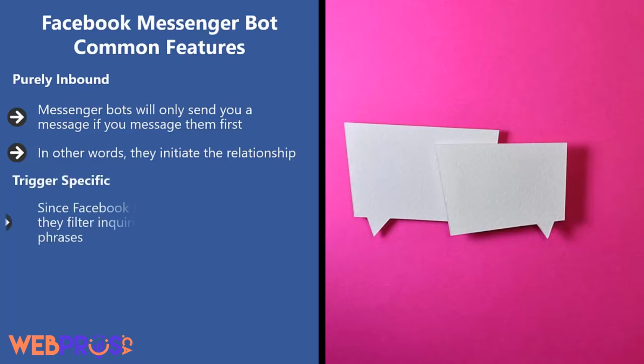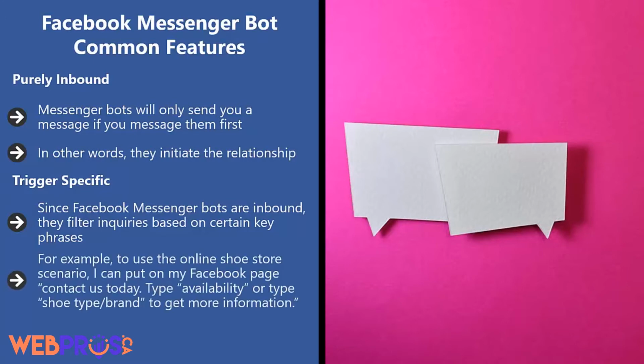Trigger specific. Since Facebook Messenger bots are inbound, they filter inquiries based on certain key phrases. In many cases, Facebook page operators would give a short menu of trigger words to potential customers engaging with their Facebook Messenger bot. For example, to use the online shoe store scenario, I can put on my Facebook page, "Contact us today," type availability, or type of shoe, type brand to get more information. Basically, I'm giving a cheat sheet to prospective buyers on how to use my Facebook Messenger bot. When they type in that information, they'd get information back.